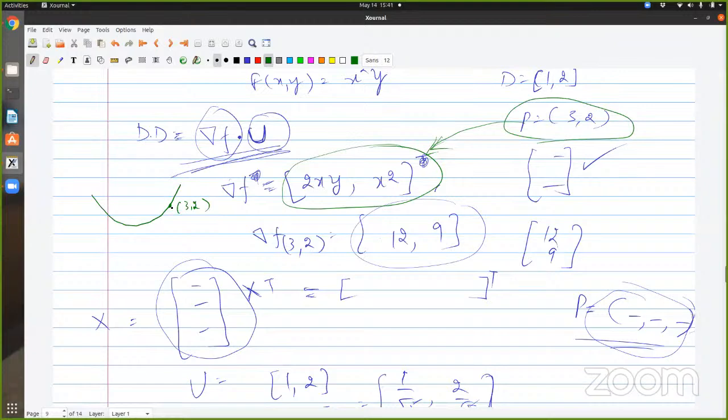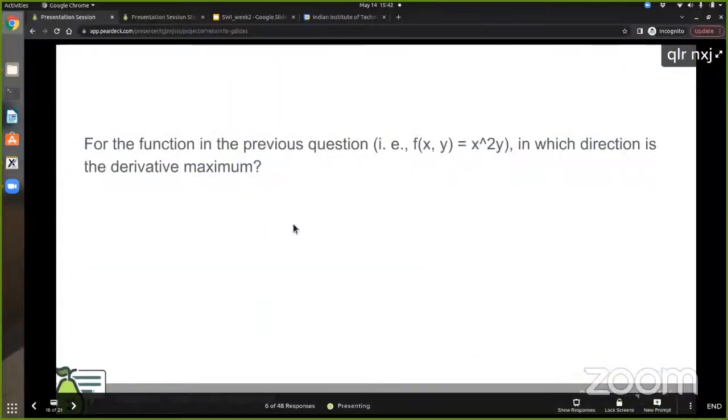You're at this point 3, 2, and there are different directions. Assume this to be a bowl, I mean a 3D plot. There are different directions that you can go in. Which is the direction that will give you the maximum rate of change of the function? That's all. There's no local or global here. I hope this was clear. Now let's move on to the next question.